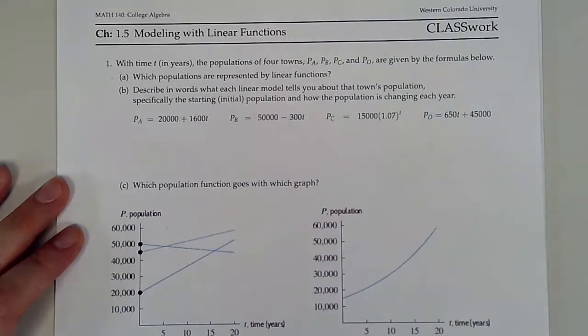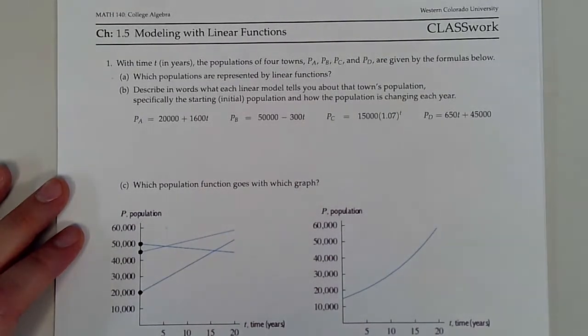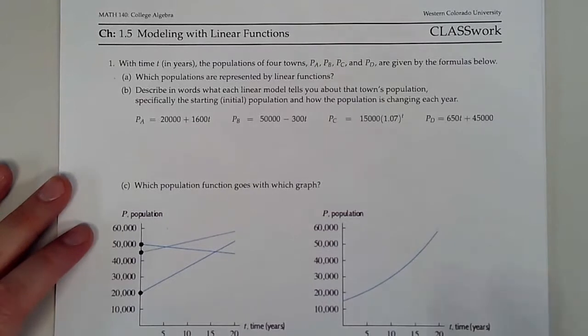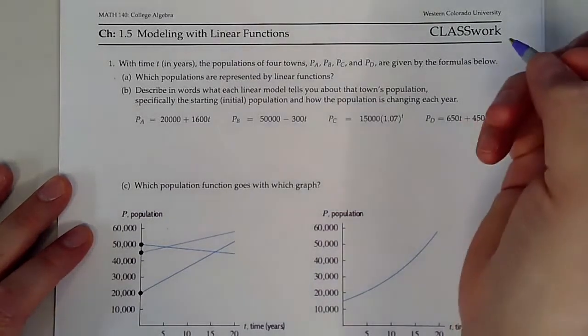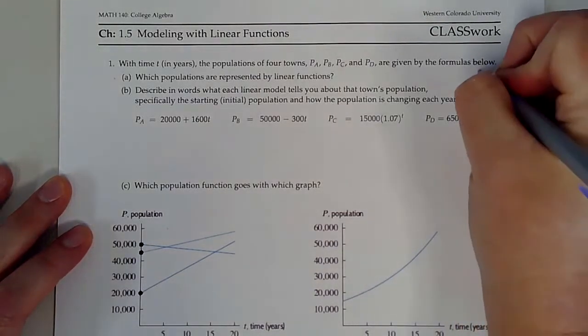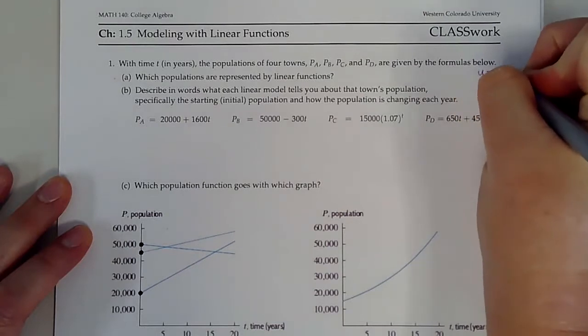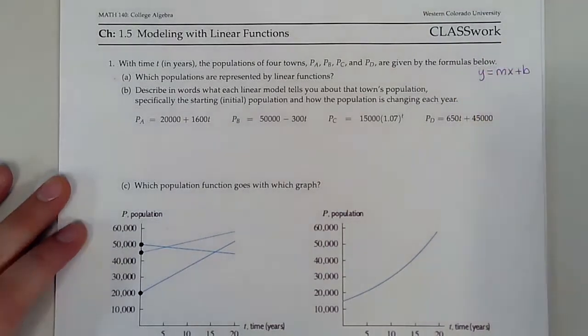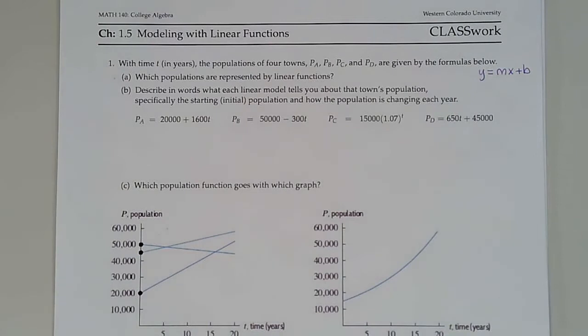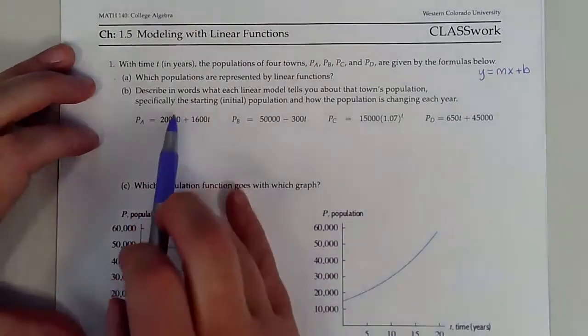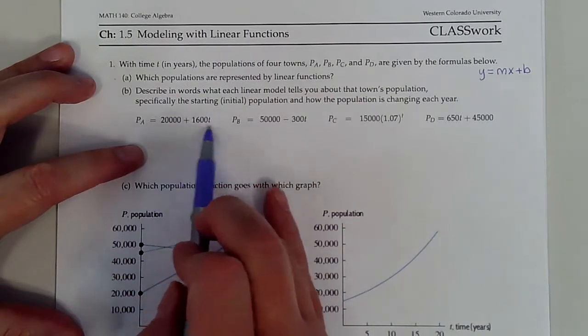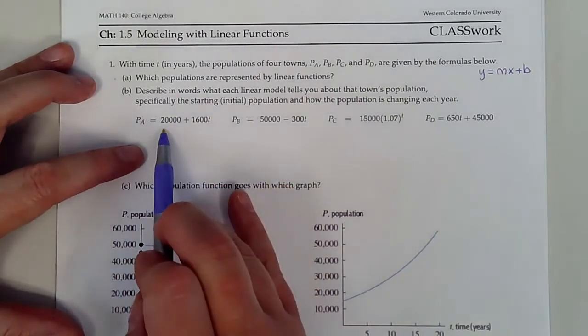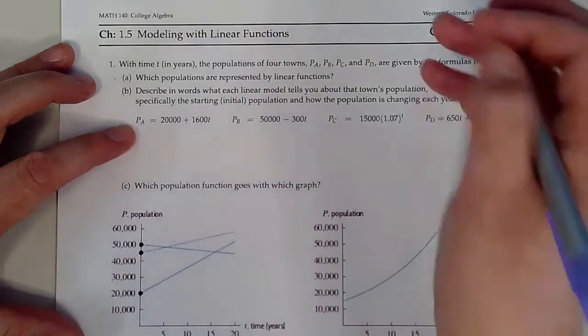All right, our first question is, which of the populations are represented by linear functions? So linear functions, probably the most common form of those that we see is something that looks like y equals mx plus b. That would be our slope-intercept form. You could certainly look at this from a point-slope form as well, but this is the most common way that they're written. And so if we look at these, this one has a number attached to t, and then plus a constant. So town A is linear.